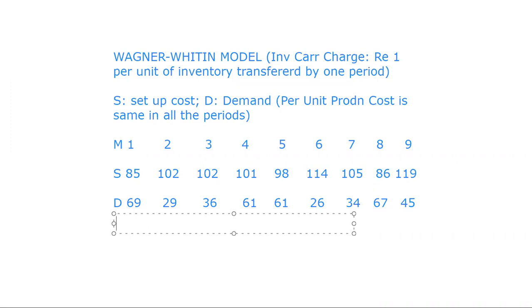If I produce in the first period, my total optimal cost is 85. And if I produce in period number 2, what is my total cost? 187. It will be 102 plus 85, because the demand cost I am not going to consider. Okay. So the total cost now is 187. And I call it as producing in period number 2.